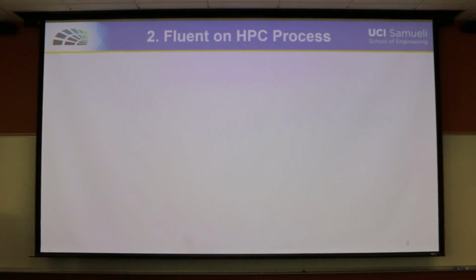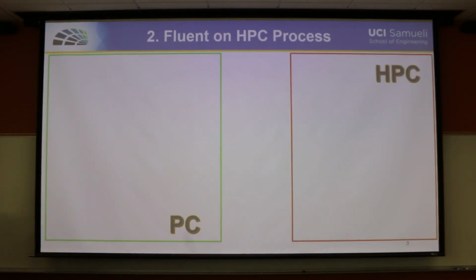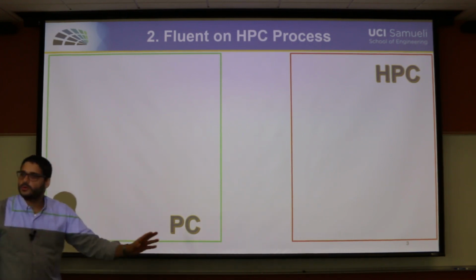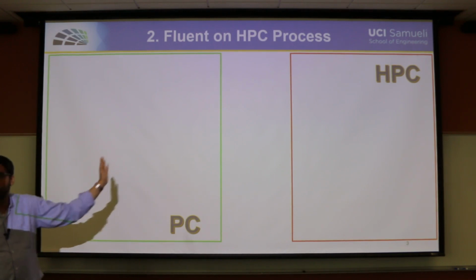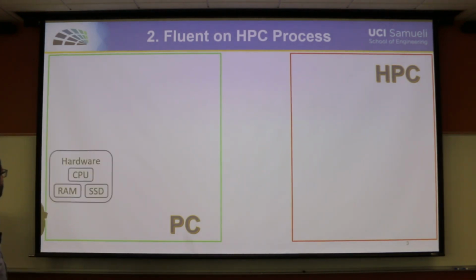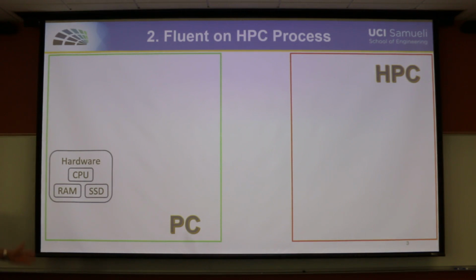Okay, so let's see how we can execute a Fluent job on HPC. Let's consider this is our personal computer, and this is the high-performance computer. Executing Fluent on a high-performance computer requires these two hardwares: you need your laptop and you need the supercomputer. Your laptop is composed of a couple of hardware: CPU, which is a core, RAM, and SSD, which is the storage where you keep your files.